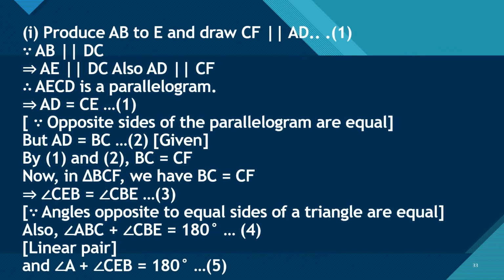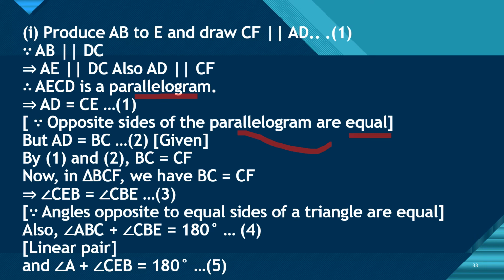So the first part: produce AB to E and draw CE parallel to AD. AB is parallel to DC and AE is parallel to DC. Also AD is parallel to CE. So AECD is a parallelogram. AD is equal to CE, the first equation. Opposite sides of the parallelogram are equal, but AD is equal to BC, the second equation. From 1 and 2, BC is equal to CE.